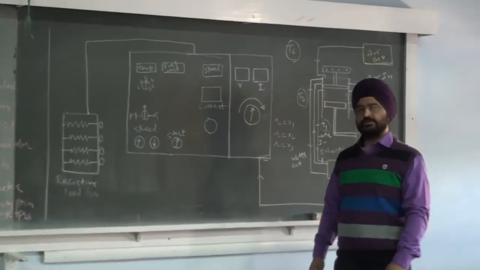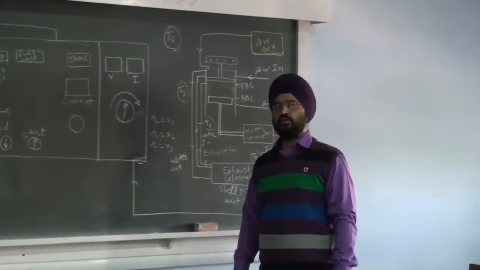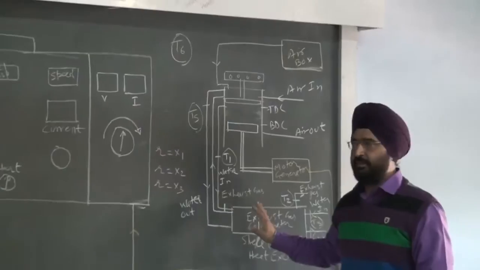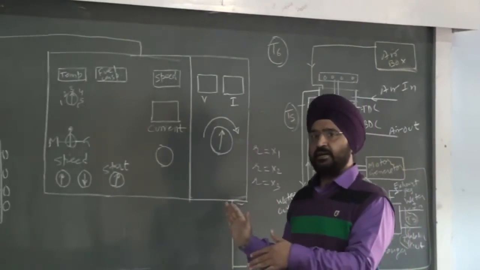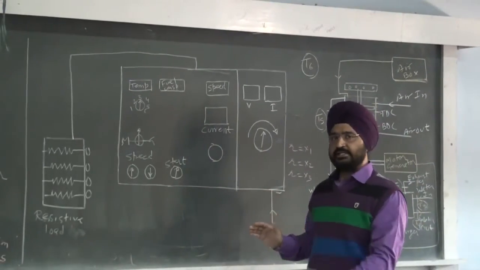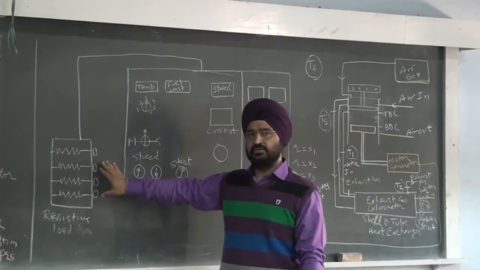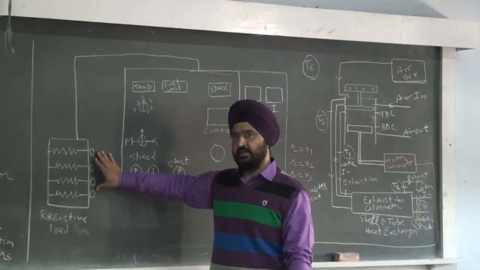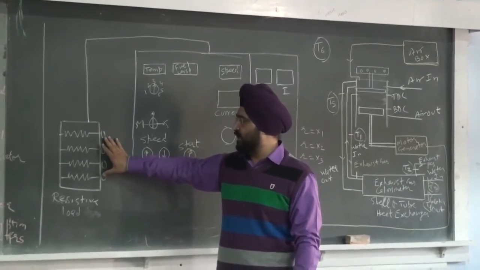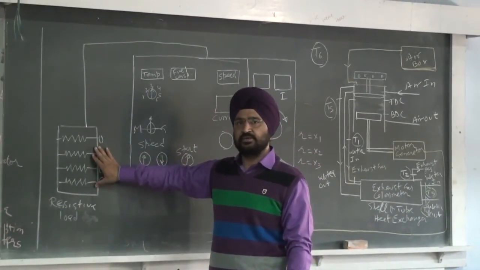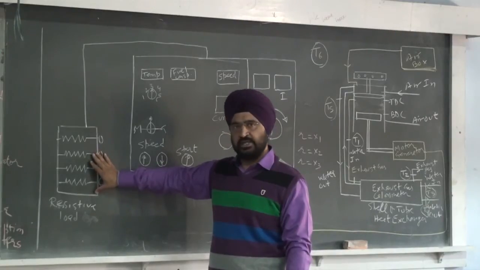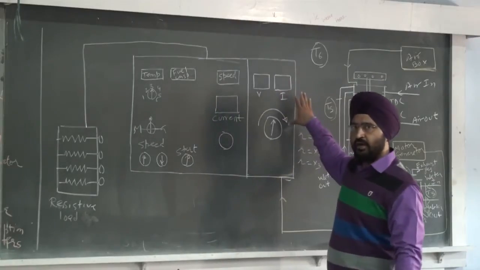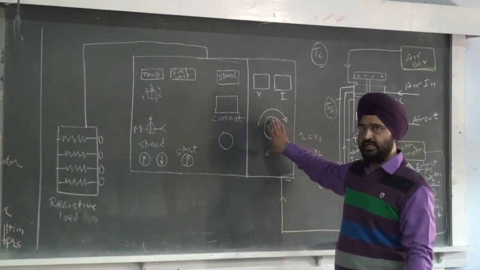Okay, so after the equipment, this is the main testing, the circuit diagram of the main testing. In the circuit diagram, on the screen, on the left hand side, when you enter the lab, this testing is there. On the extreme left hand side of the testing we have the resistance load. Then we are having a panel to note down the various readings.